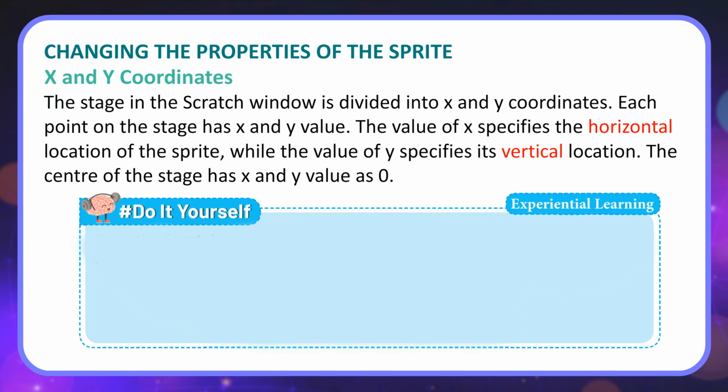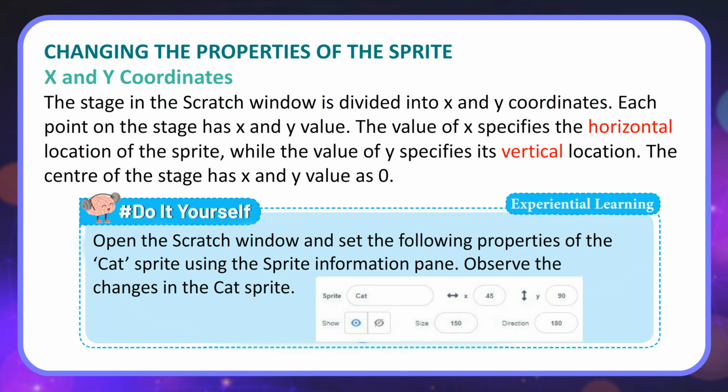Do-it-yourself, experiential learning. Open the Scratch window and set the following properties of the cat sprite using the sprite information pane. Observe the changes in the cat sprite.